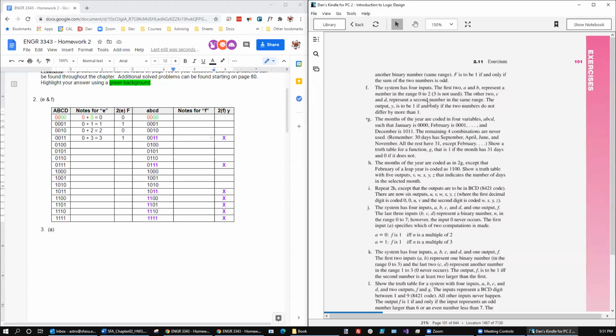And I'll just do one of these right here because we didn't do any of the other ones here. The output Y is to be 1 if and only if the two numbers do not differ by more than 1. Okay. 0 and 0, they don't differ by more than 1. Oh, they differ by 2. All right, so that's how you get started on that one right there. All right, I'll stop right here. I will stop recording, see if I have any questions, and then I'll go start recording on my own for the rest of this as a second video.